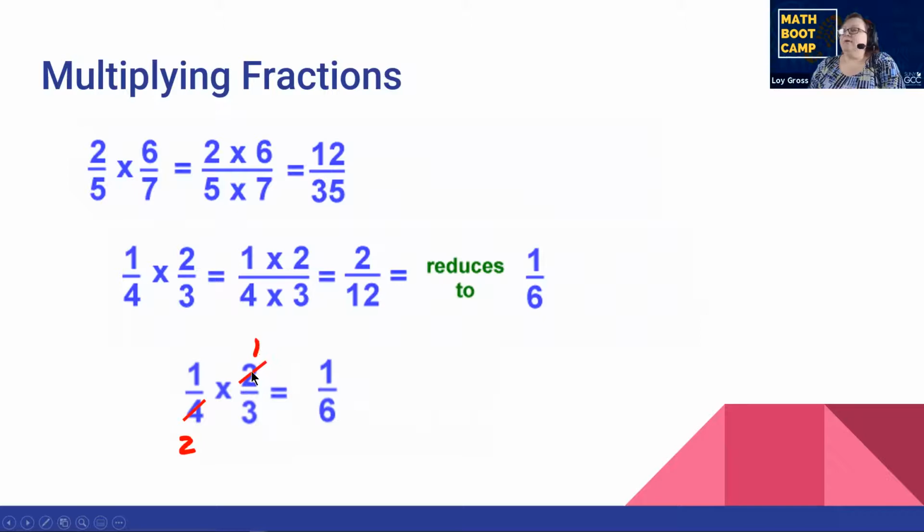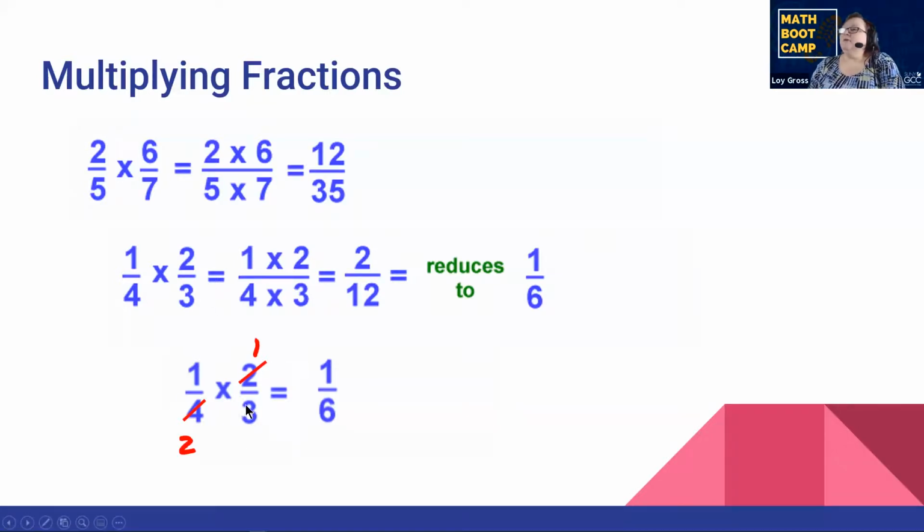2 divided by 2 becomes 1, 2 divided by 2 becomes 1, 4 divided by 2 becomes 2. Now, what do I have on the top? 1 times 1 on the top is 1, 2 times 3 on the bottom is 6, and I have 1/6. There's my answer without having to worry about any kind of reduction.